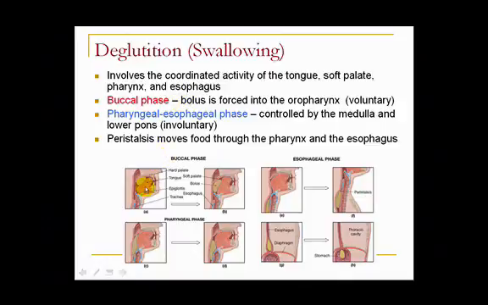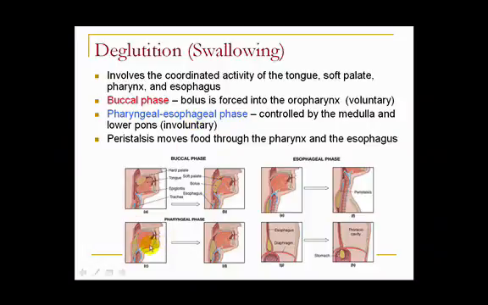So you use your tongue and your soft palate to initiate swallowing, and the food gets put into the pharynx, the oropharynx. But once it gets put back there and starts to move down lower into the laryngopharynx, it becomes involuntary, and the smooth muscle contractions take over. So the pharyngeal-esophageal phase is controlled by the medulla and the lower pons.